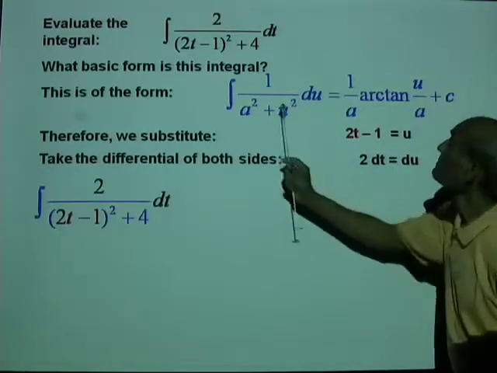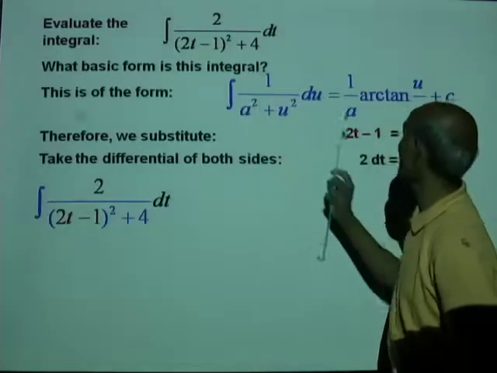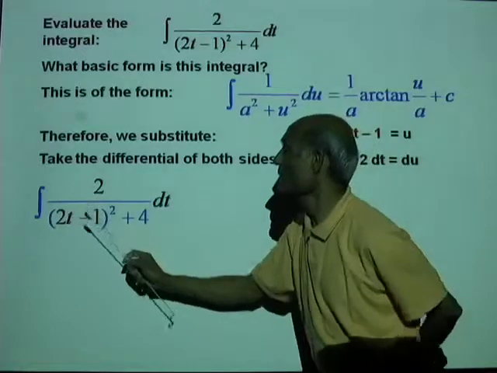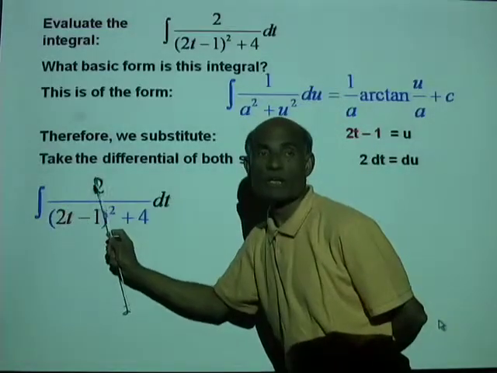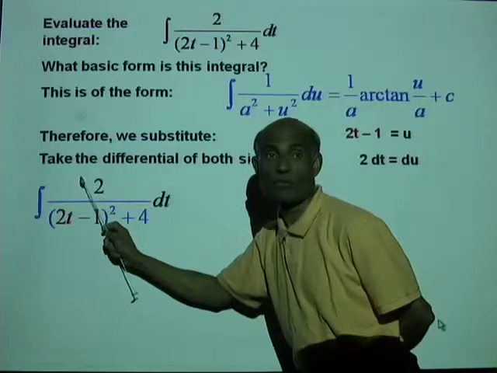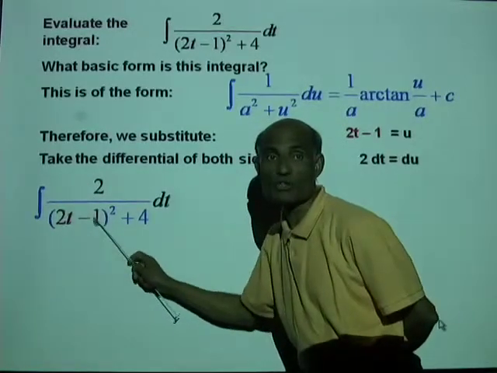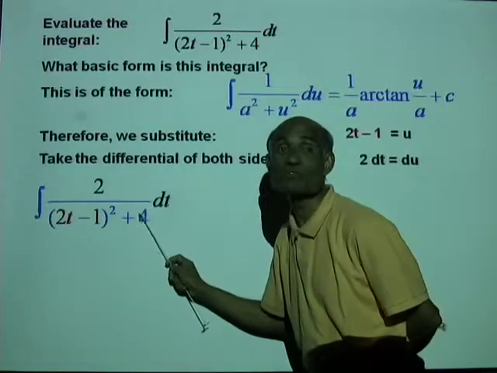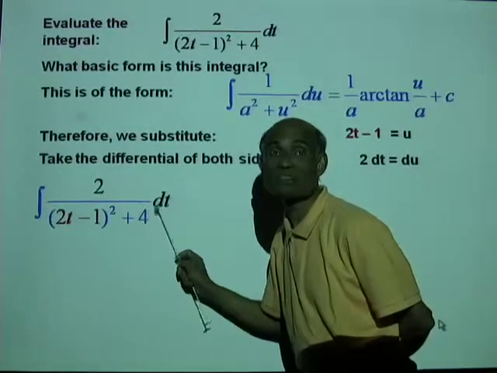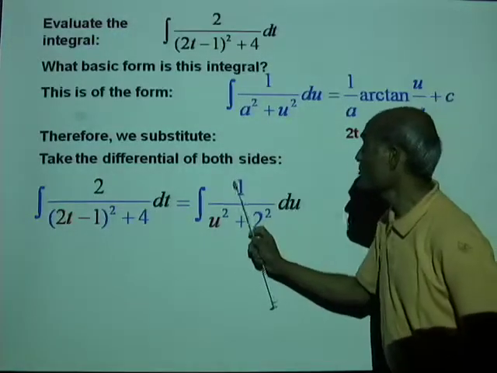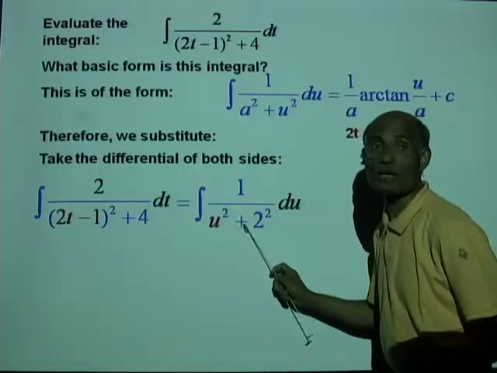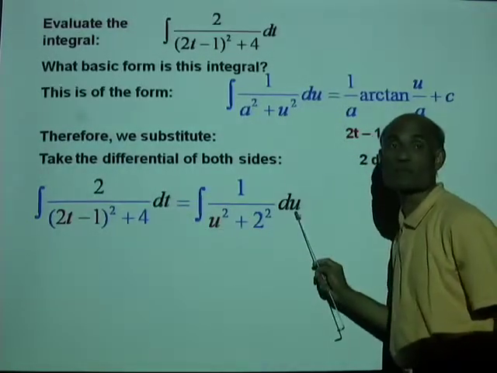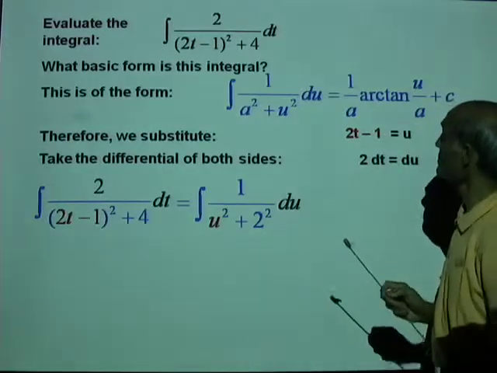Now, you have 2 dt on the numerator. So we can replace that 2 dt by du. That means this will now become 2 dt is du. Therefore I can write 1 over u squared plus a squared, our a equal to 2. Is that right? So you need to write this as 2 squared. This will be integral 1 over u squared plus 2 squared du. 2 dt is our du. Alright, what is this equal to?